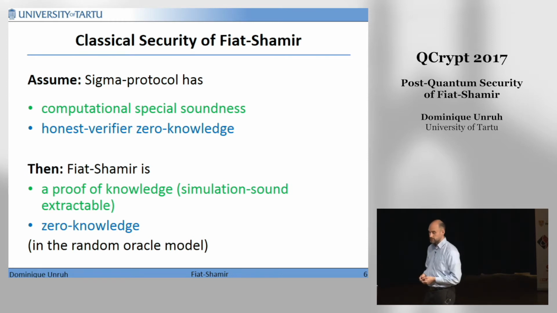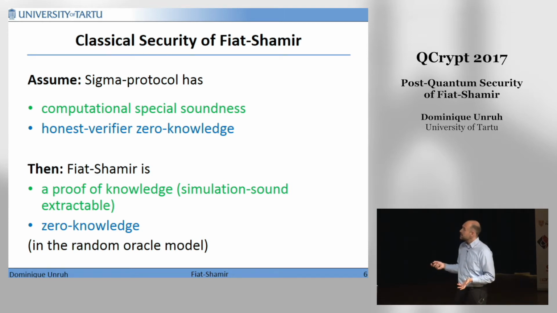So the classical security of Fiat Shamir, this is basically a theorem, except that I cut out some of the more boring but still necessary conditions. It says, assume that the sigma protocol you use has computational special soundness and honest verifier zero knowledge. Then Fiat Shamir is a proof of knowledge, even something that is called simulation sound extractable for those who know those fancy words. And it is zero knowledge, as long as the hash function is modeled as a random function. So that's the situation we have in the classical setting.